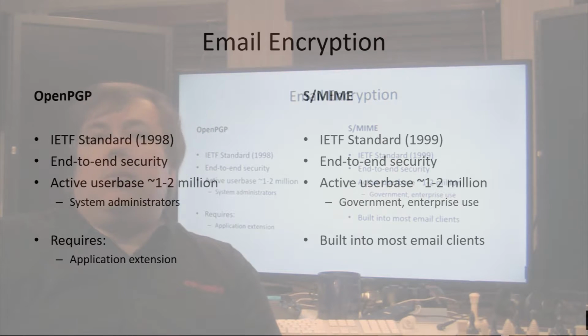The second email encryption protocol is S/MIME, also an IETF standard. It was published a year after PGP, and it also offers strong end-to-end security. In fact, it's so strong that you can use it in the US government for communicating documents up to top secret. It does have an active user base, about the same size as OpenPGP, possibly a bit larger depending upon how you measure it. And that's usually people who are working in government or working in enterprises that work with the government. So it is used.